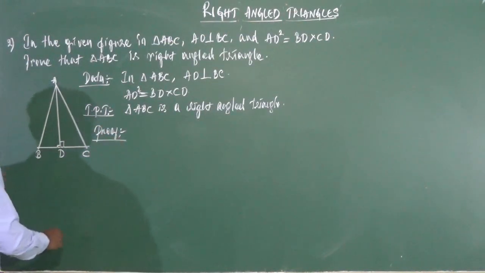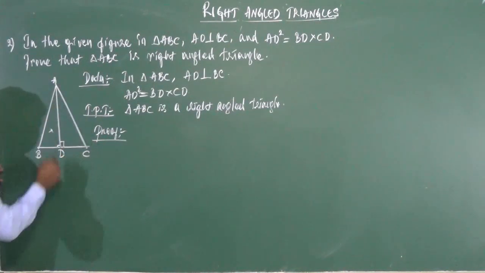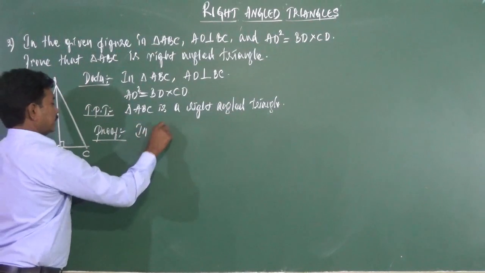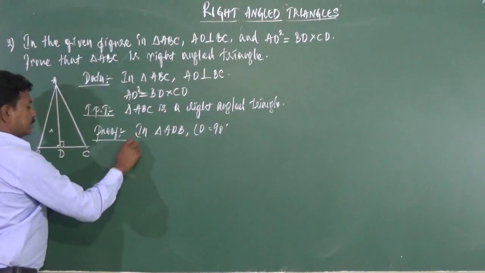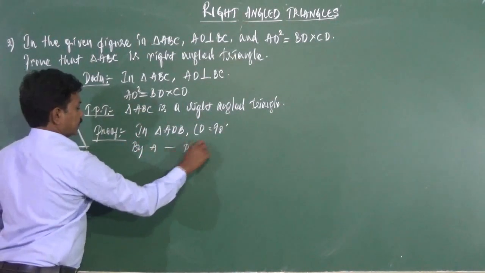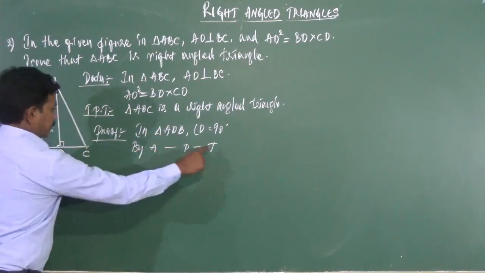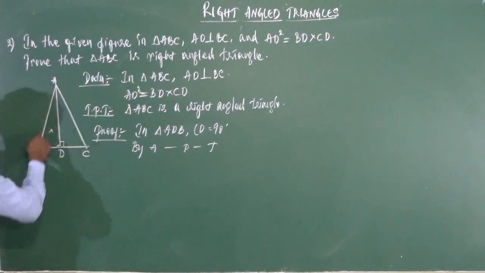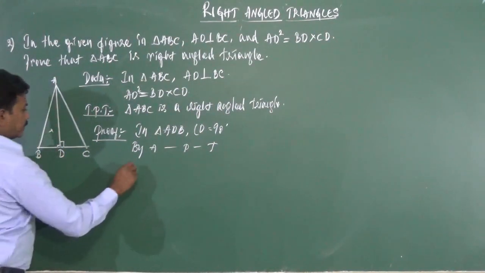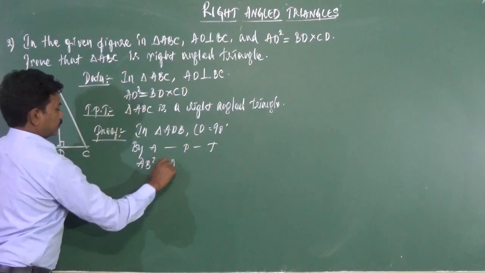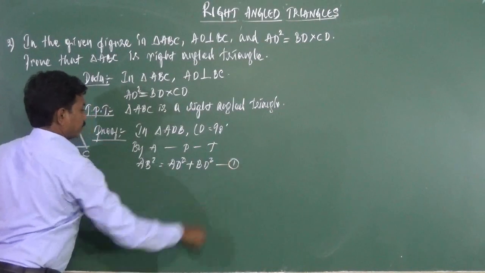Very important. First we will select this triangle. So in triangle ADB, angle D is equal to 90 degrees. By applying Pythagoras theorem, please write the full format of that. Opposite to 90 degrees is AB square. Therefore AB square is equal to AD square plus BD square. Take it as equation 1.